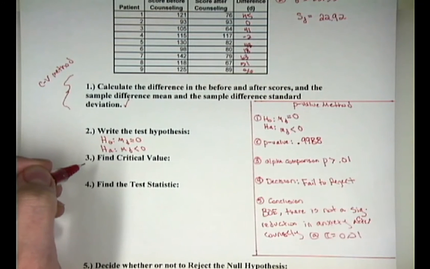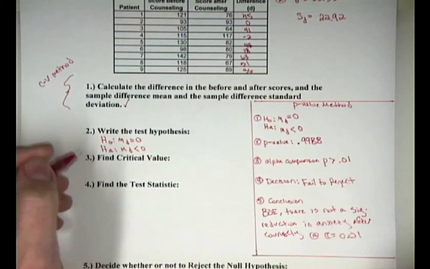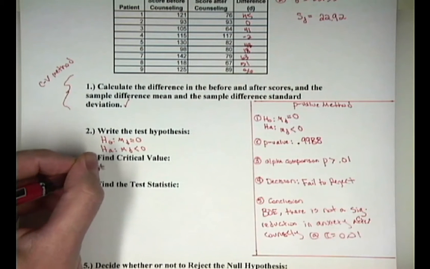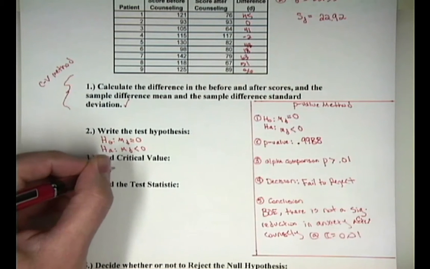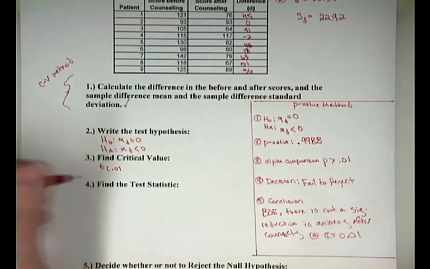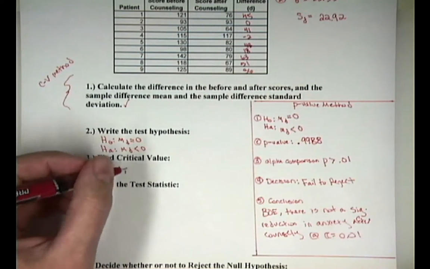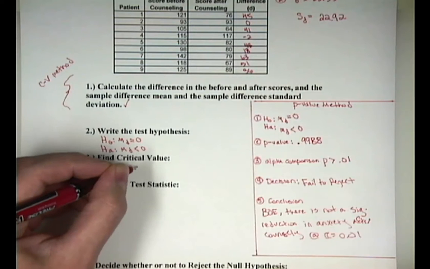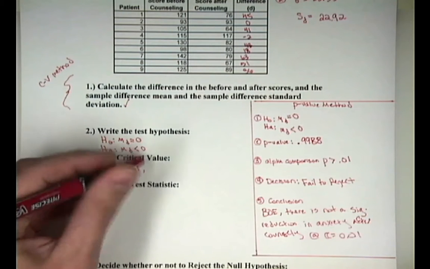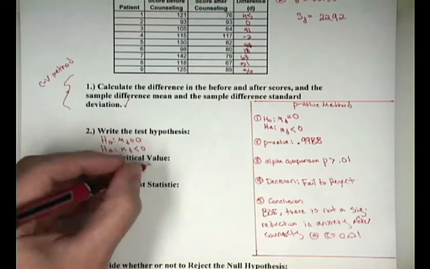Find a critical value for this problem. We need a t with alpha being 0.01 and n minus 1 degrees of freedom, so that's 9 minus 1 degrees of freedom, and it is, by this sign, a left-tailed test.